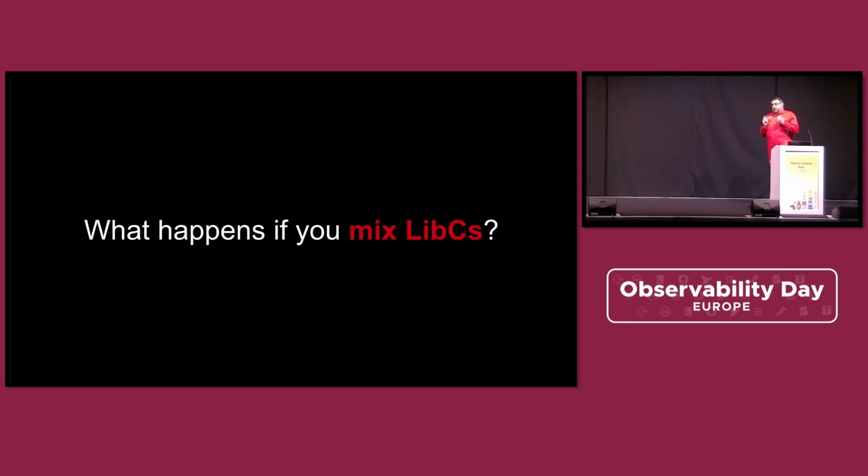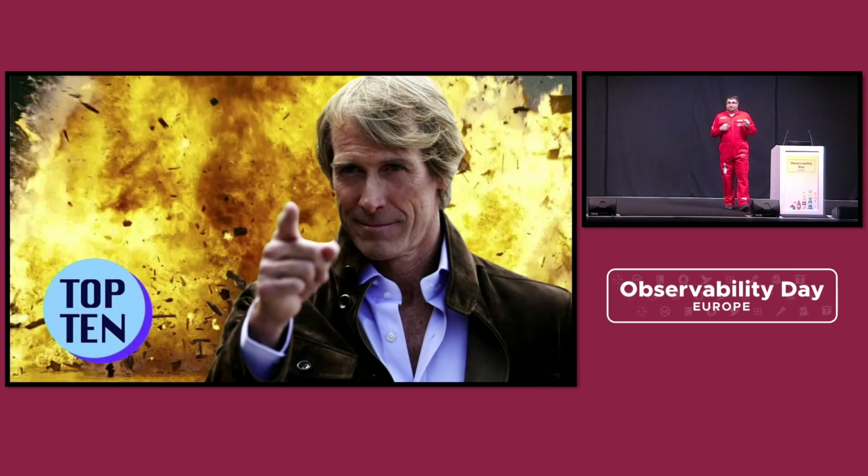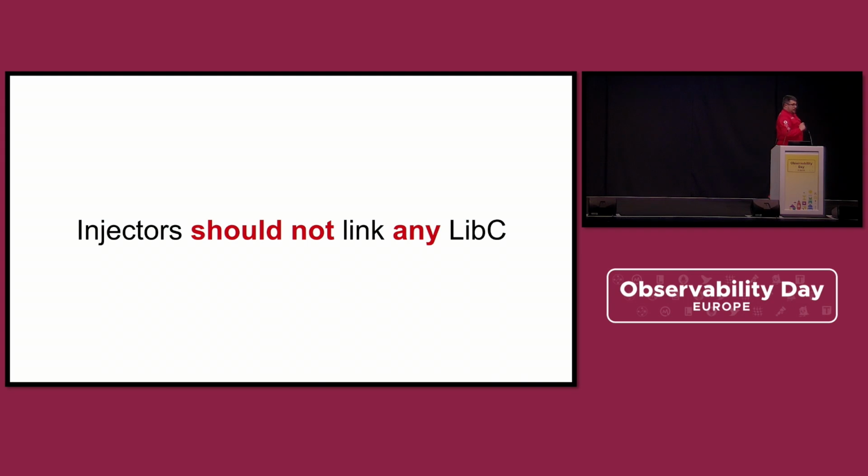And you could ask yourself, what happens if my application is compiled against the Musl libc, and for example, I add to it a dynamic library that expects the GNU libc? This happens. This is Michael Bay, the movie director, and he likes stuff that explodes, and he approves of mixing libcs. So, takeaway: your injectors should not link any libc, otherwise somebody's going to get hurt real bad.